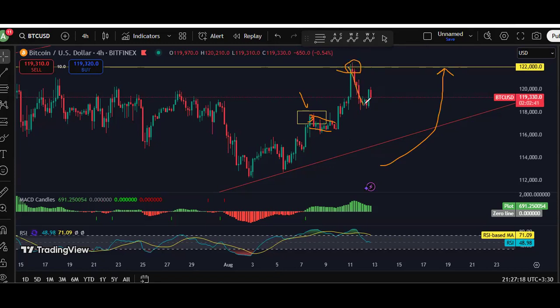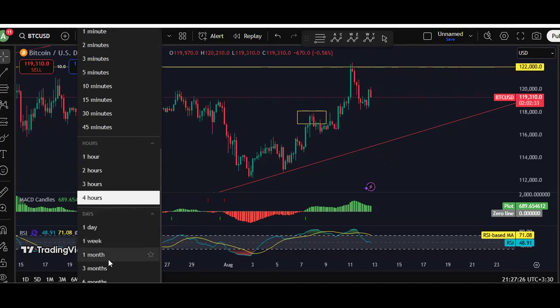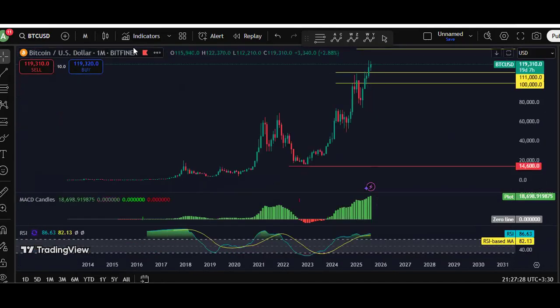Then we see the sharp reversal. Okay, this is the target which we indicated in my last analysis that we have been looking for. Anyway, we start with the higher time frame. We want to see what the changes are and what we are looking for.